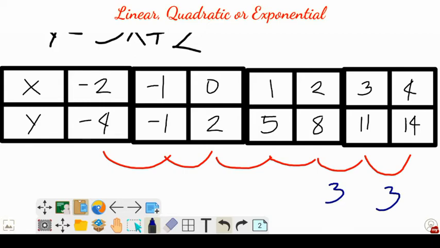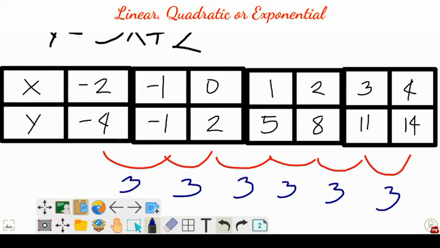8 minus 5 is equivalent to 3. 5 minus 2 is equivalent to 3. 2 minus negative 1, so magiging 2 plus 1, so we have positive 3. And negative 1 minus negative 4, so we have negative 1, tapos magiging positive 4, so negative 1 plus 4 is equivalent to positive 3.